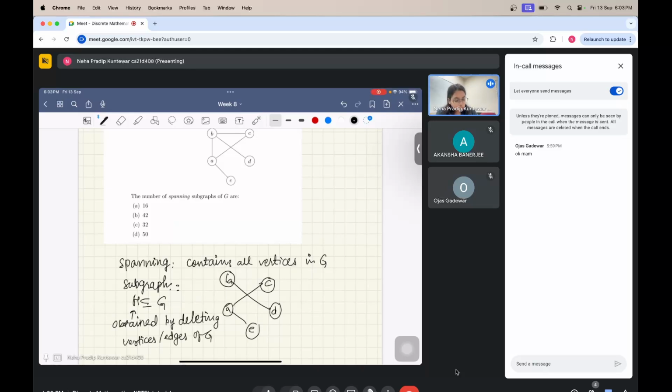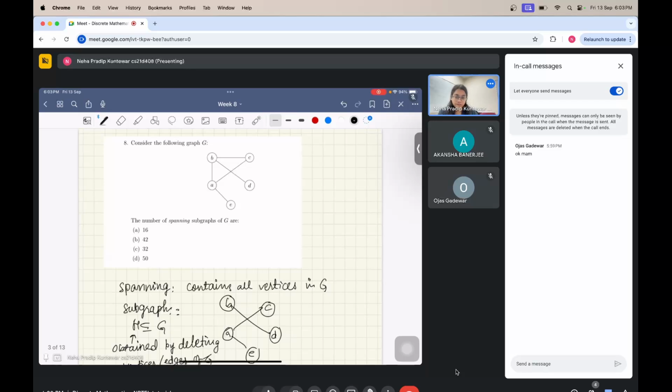Okay, so the question is, how many spanning subgraphs are there? Okay, so one student says 32. Why do you think so? Ma'am, because we can assume the graph as a set and relate it to subsets of the graph, and then we can find 2 to the n. There are 5 vertices, so 2 to the 5, 32.